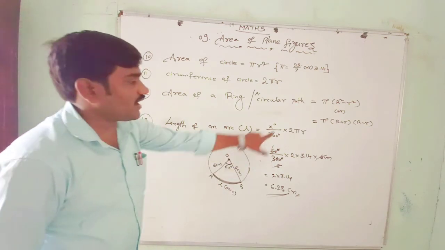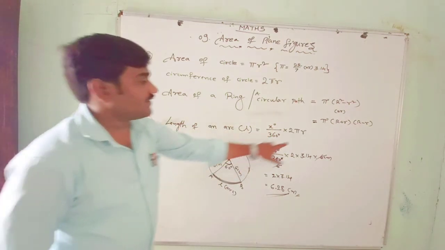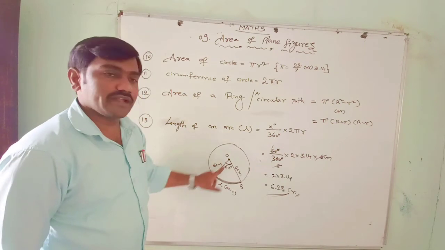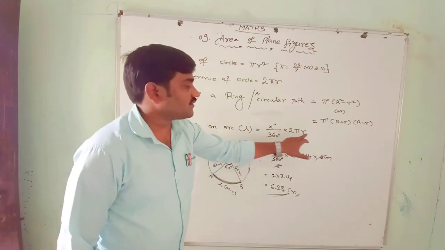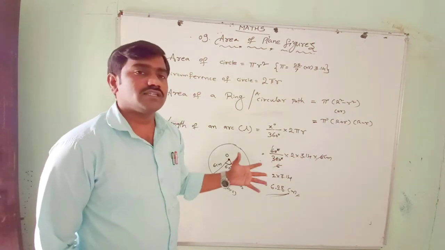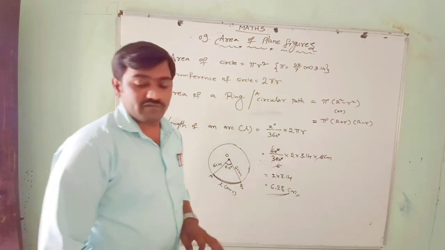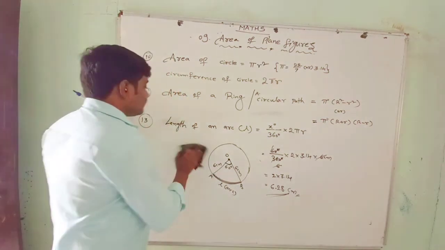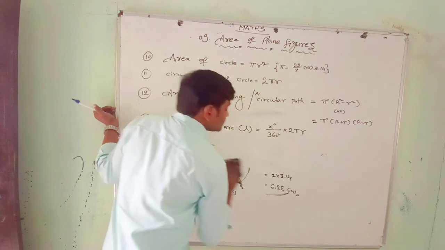Very simple. This angle we have to substitute in the place of x, and the r value we have to take from the radius, and we substitute the x value and r value. That's it. Pi value is either 22/7 or 3.14. Now we go for the final formula. Only one formula is left now.